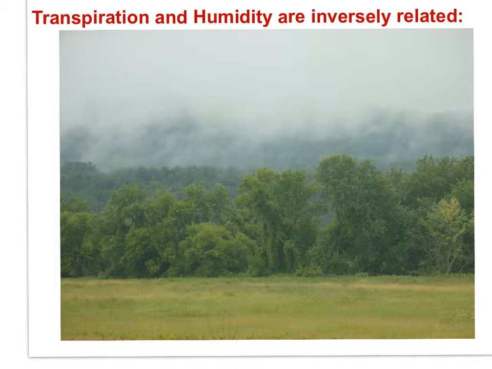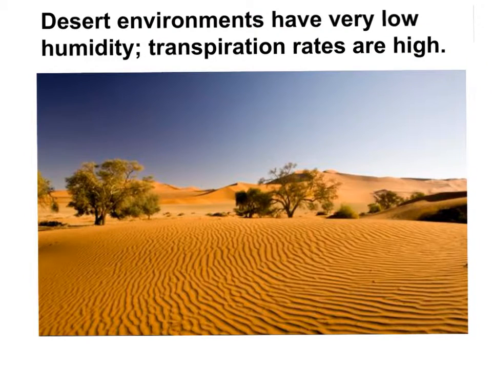In this image, you can see the clouds as tiny water droplets, water vapor that has condensed in the air. In addition to these clouds, you can imagine the high humidity, in other words, the high amount of water vapor that surrounds the leaves in this forest. As a result of the high humidity in this environment, transpiration rates would be low. Desert environments have very, very low humidity, thus transpiration rates are exceedingly high.